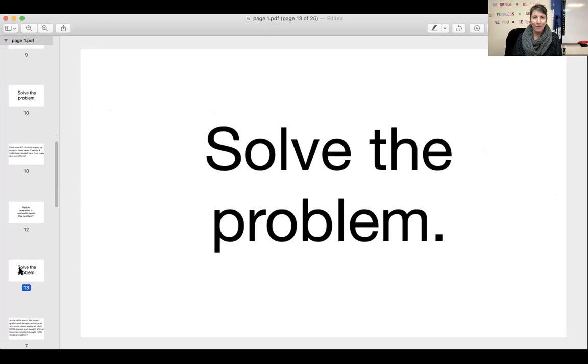Now it's time to solve. You need to solve the problem number 4 on page 119. How many races were held?